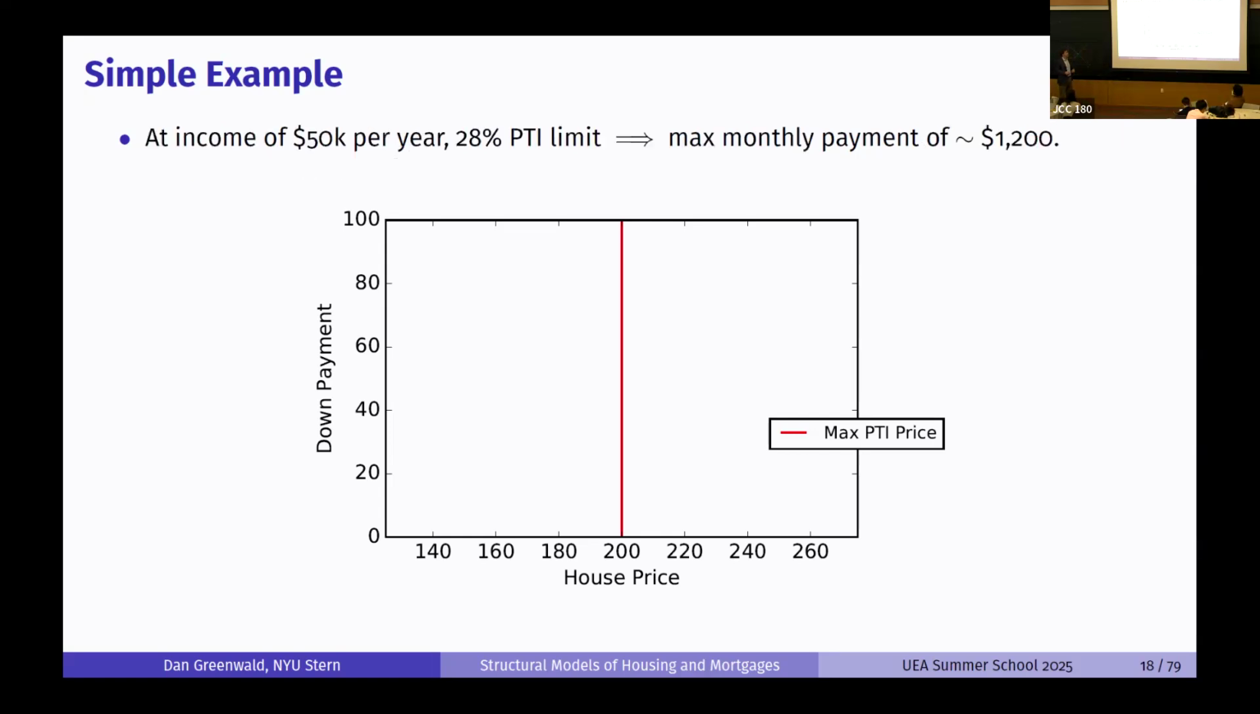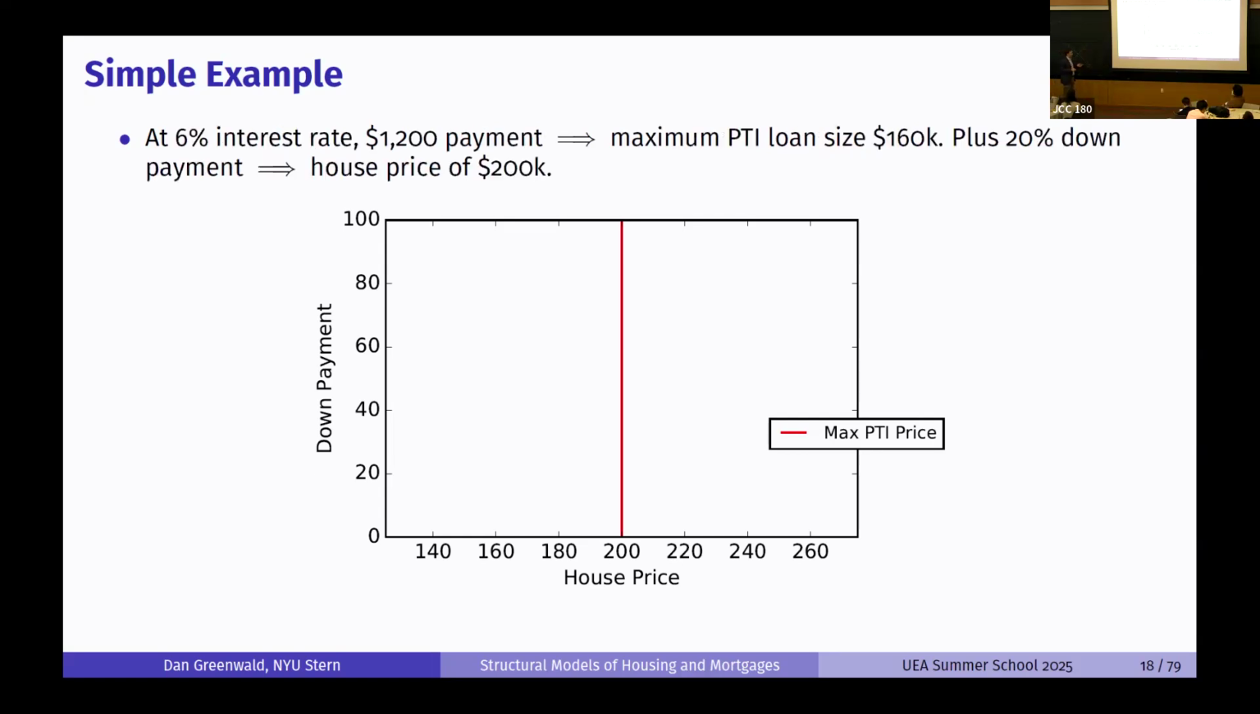All right, so let's assume this borrower has an income of $50,000 a year at a 28% payments income limit. Well, that means she can put 28% of this toward her mortgage payment. That means a maximum monthly payment of around $1,200. Now I need one more thing. We need to assume an interest rate. Let's assume it's a 6% interest rate. In that case, this $1,200 payment is associated with a particular size loan, which in this case is around $160,000.